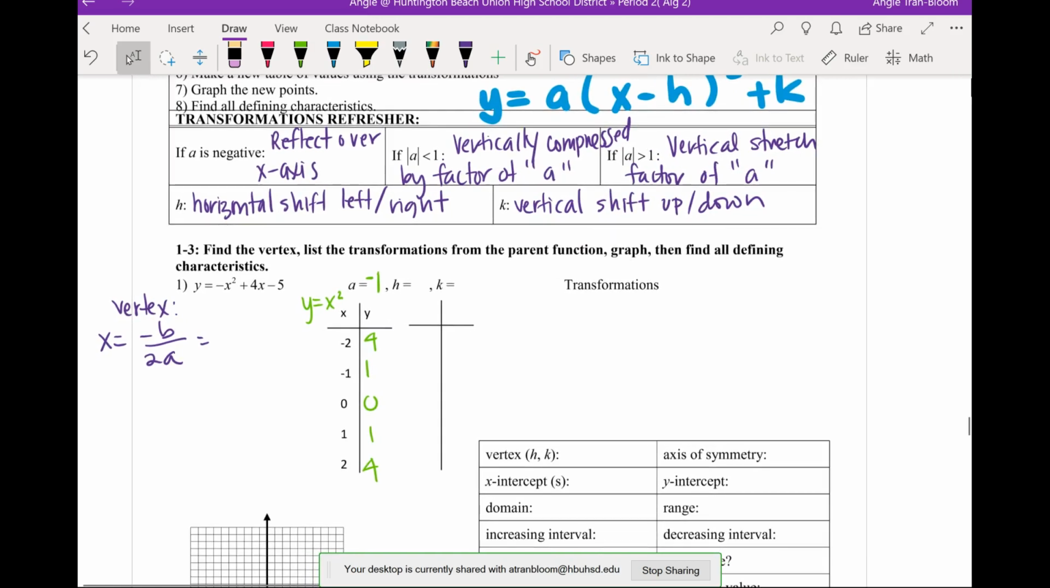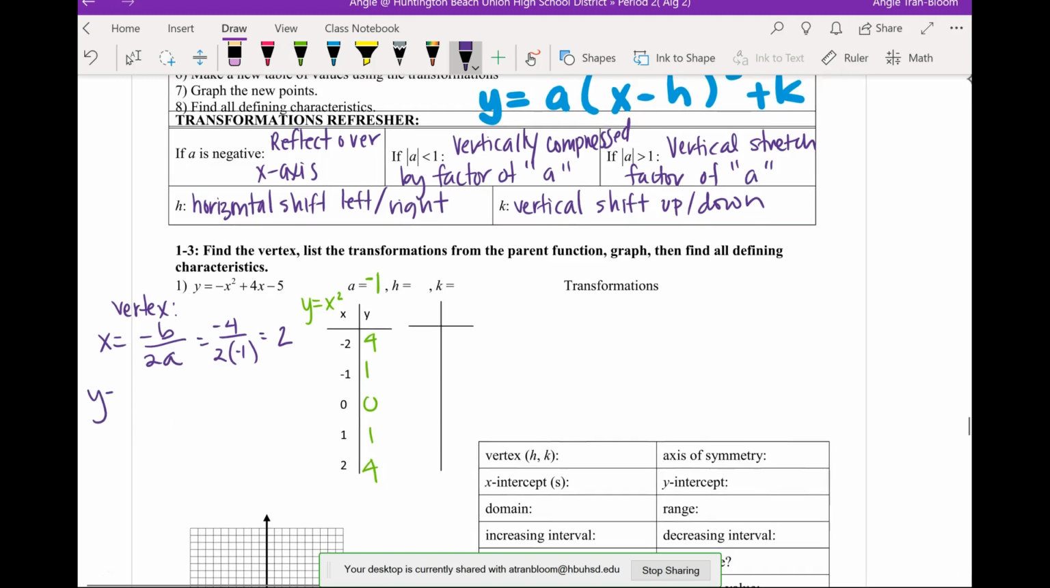Okay, b value is 4, so negative, that is -4 divided by 2 times, what's your a value? Great, so what's your x-coordinate of the vertex? Perfect. How do we get the y-coordinate of the vertex? All we gotta do is plug that in, okay? So guys, y-coordinate of the vertex is plug that in.